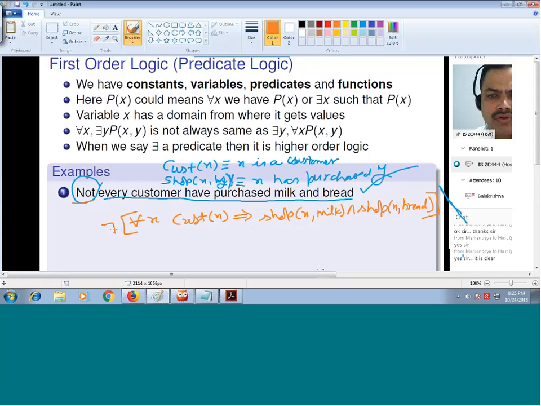All right. Here X is a variable that says that if X is a customer, it implies he has shopped the milk and bread. Now what is the range of X? X could be anything, you can put cow or anything. But if you put cow over here, it is not a customer, therefore it is not going to affect your system. Only for the people who are actually customers are you saying that they have shopped for the bread and milk. This is how you go ahead with this. Is it clear?